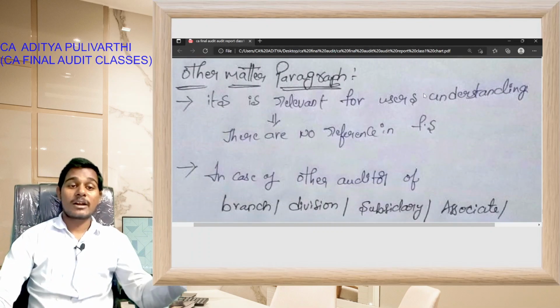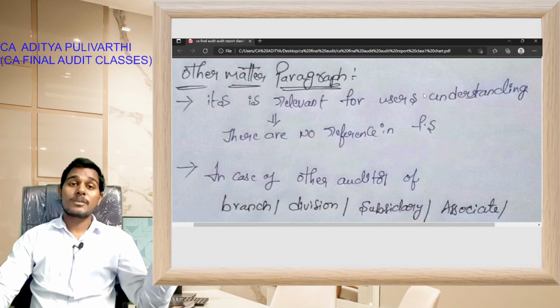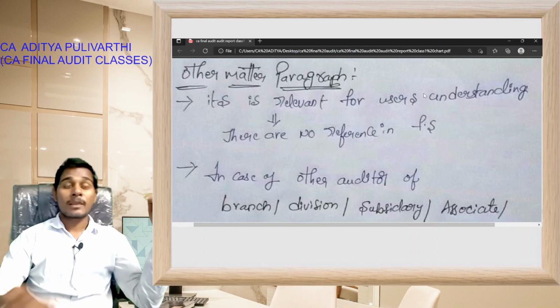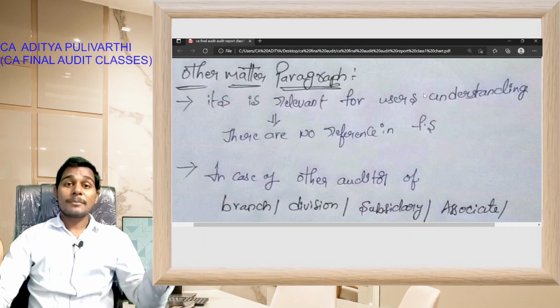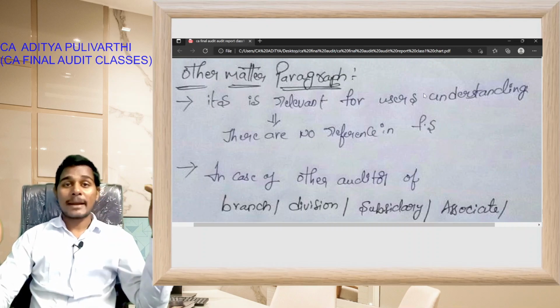Other matter paragraph is relevant for users' understanding of the financial statements. It is just relevant for users' understanding of the financial statements. There is no clear reference in the financial statements. The other matter paragraph is provided below the emphasis of matter paragraph.